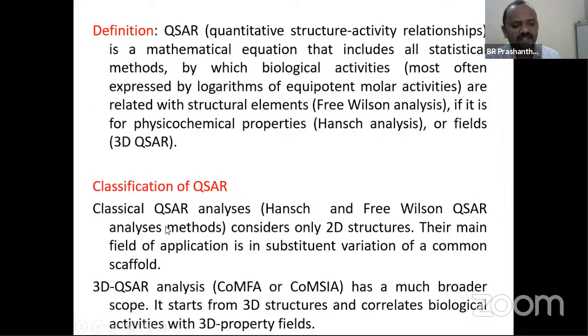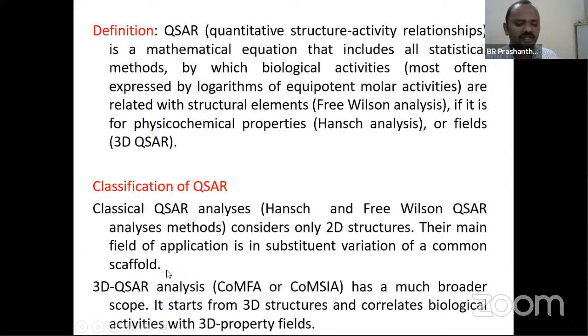So the classification of QSAR is based on two-dimensional QSAR and three-dimensional QSAR. Two-dimensional QSAR includes the Hansch and Free-Wilson analysis methods, and 3D QSAR includes the CoMFA and CoMSIA techniques. Okay. So today, with the time I have from here, I'm going to focus on CoMFA and CoMSIA.